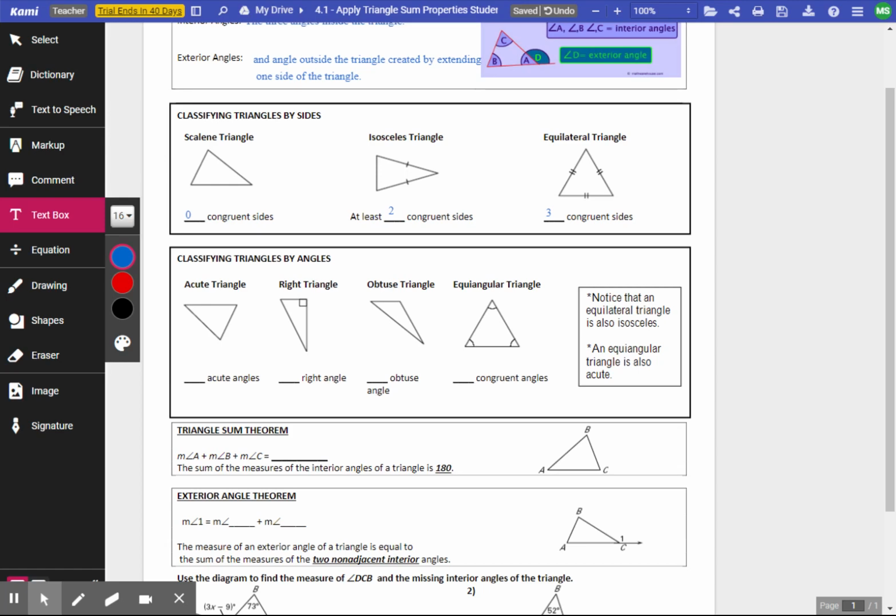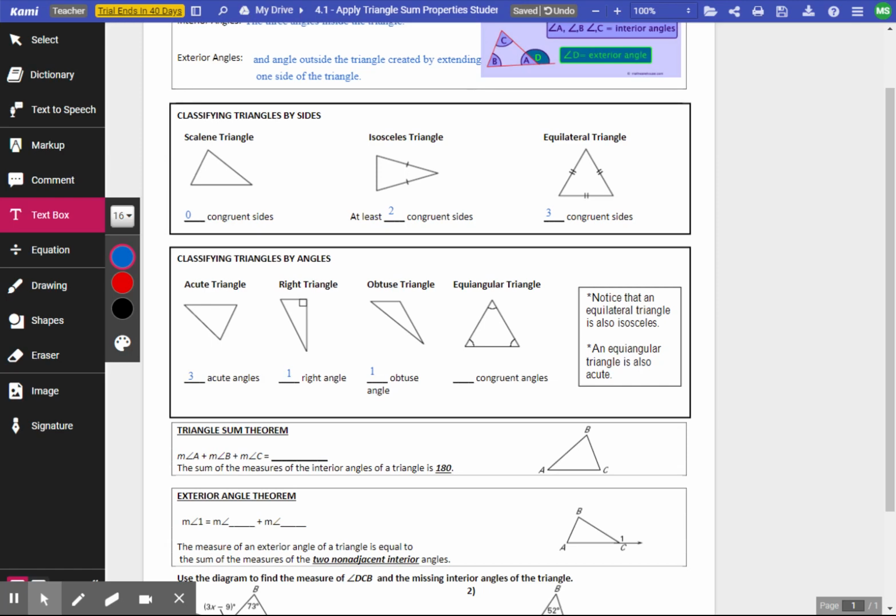Okay, classifying triangles by their angles. An acute triangle has 3 acute angles. A right triangle has 1 right angle. Can you see why it can't have 2 right angles? Okay, an obtuse triangle has 1 obtuse angle. That would be that angle right up there. Can you guys see why it can't have 2 obtuse angles? We couldn't really make a triangle out of it with 2 obtuse angles.